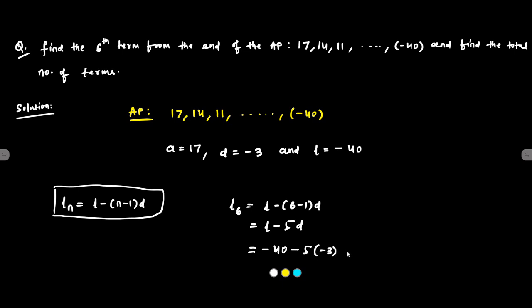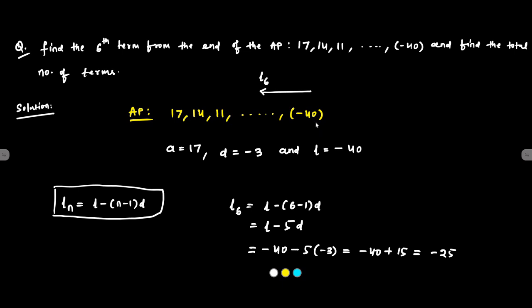That is equal to how much? Minus 40 plus 15. Minus 5 into minus 3, that is plus 15. That is equal to minus 25. This is the sixth term from the end, from the last.